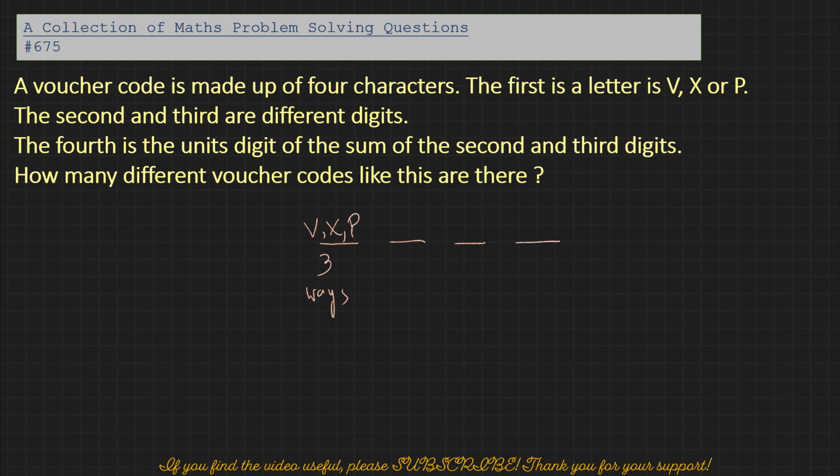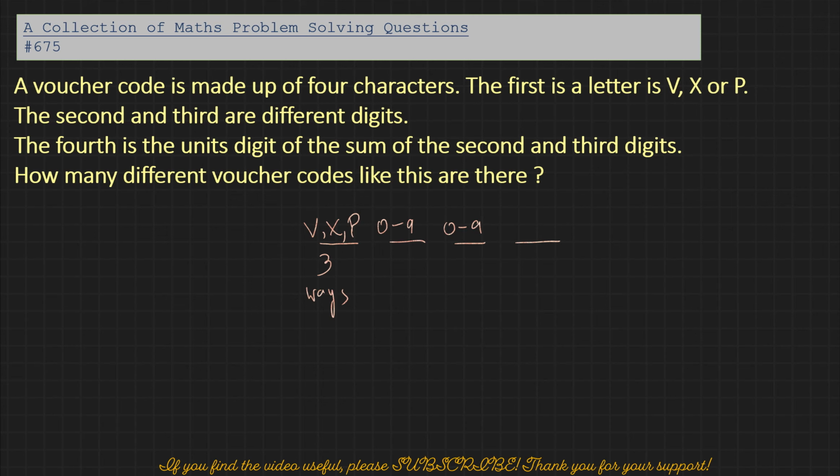The second one is a digit, so it can be anything from 0 to 9. And the third one is a different digit. So it's not one of the digits you have picked for the second place. It can be anything from 0 to 9, but it just has to be different.